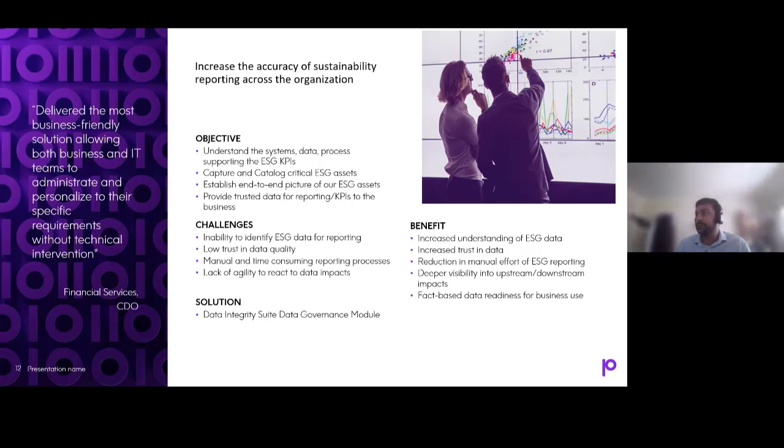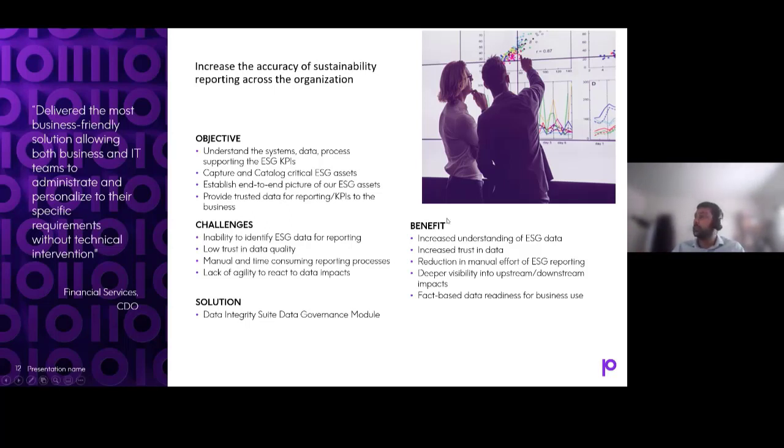We're going to show how we can capture and catalog these critical assets, and establish that end-to-end picture that Cam was also talking about, so we can see downstream and upstream impacts. And then we're going to start to look at some of the challenges that we might be dealing with, right? So the low trust in the quality of our assets, and how we can improve the quality and focus on the assets that we need for our initiative here, okay? And then we'll have a look at some of the benefits you get from that, and all of that is covered as part of the data governance module.